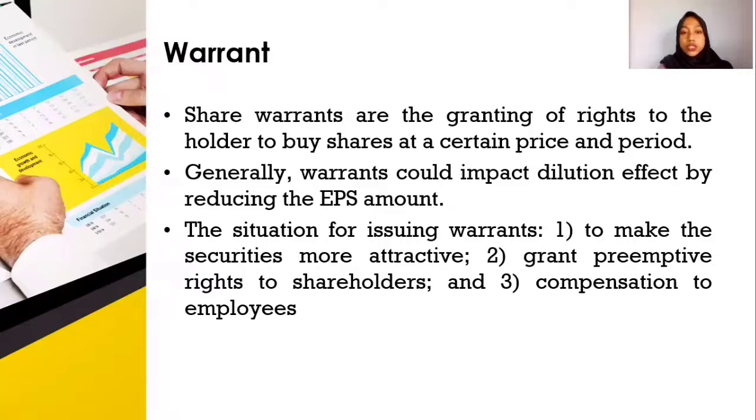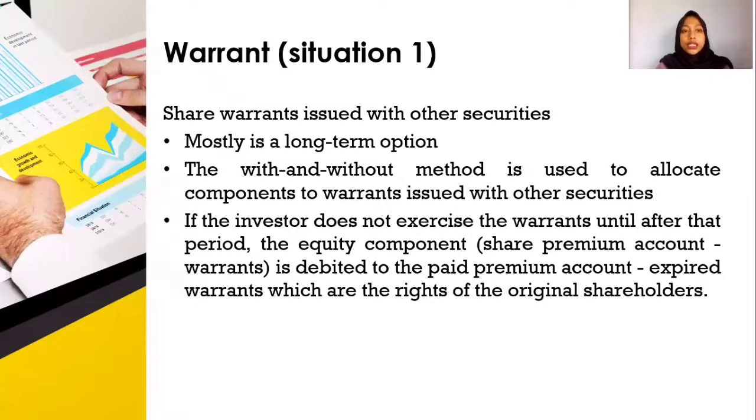There are three situations for issuing warrants. The first situation is to make the securities more attractive. The second is to grant preemptive rights to shareholders. And the third is compensation to employees. Okay, the first situation is share warrants issued with other securities. When issuing various types of securities, such as bonds or preferred stock, companies often include warrants to make the security more attractive. In this first situation, warrant is mostly a long-term option.